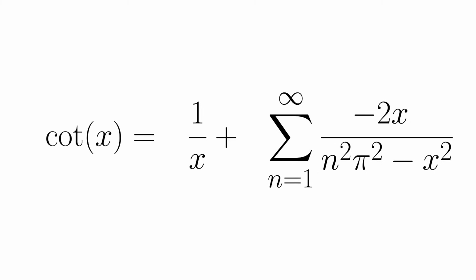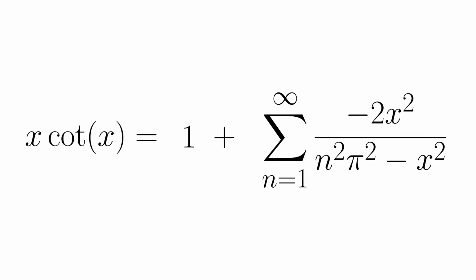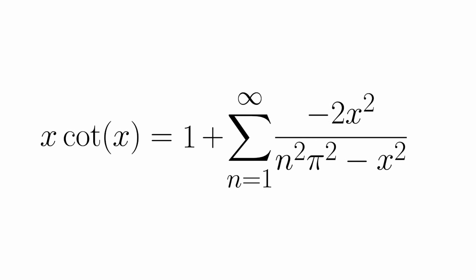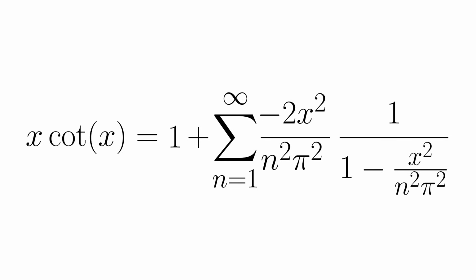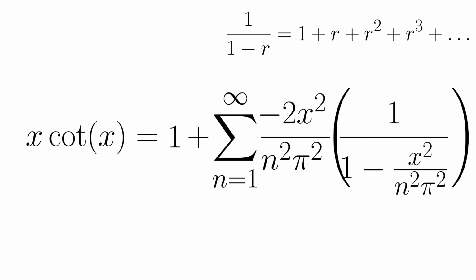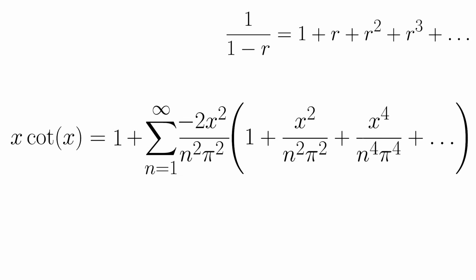The cotangent of x is 1 over x plus the sum as n goes from 1 to infinity of minus 2x over n squared pi squared minus x squared. Let's multiply both sides of this equation by x to clear out this denominator. And now, let's factor a minus 2x squared over n squared pi squared out of each term in the sum on the right. We did this so we can apply the geometric series formula to the fraction at the right, replacing it with 1 plus x squared over n squared pi squared plus x to the fourth over n to the fourth pi to the fourth plus and so on.